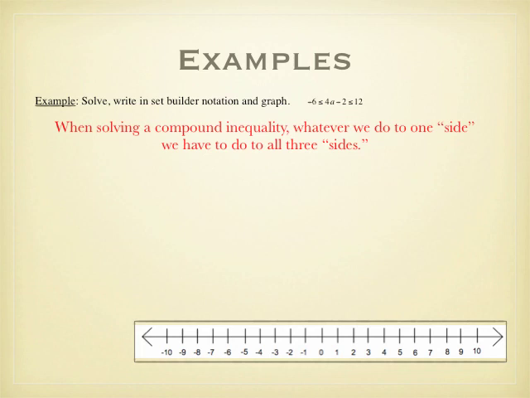Okay, when I solve a compound inequality, whatever we do to one side, we have to do to all three sides. Now before with an equation, whatever I did to one side, I did to both sides. But now instead of having two sides of an equation, I have three sides of an equation.